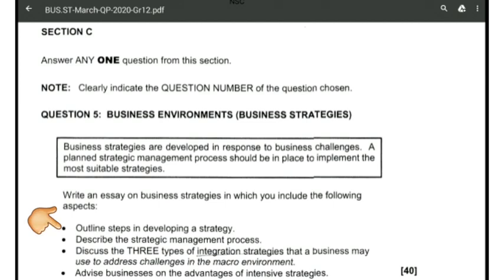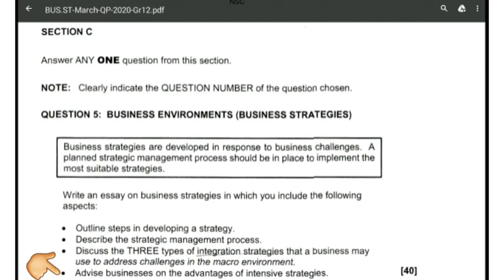Number 1, outline the steps in developing a strategy. Number 2, describe the strategic management process. Yes, there are 2 different things. Number 3, discuss the 3 types of integration strategies that businesses may use to address challenges in the macro environment. And then lastly, advise businesses on the advantages, not impacts, just advantages of intensive strategies.